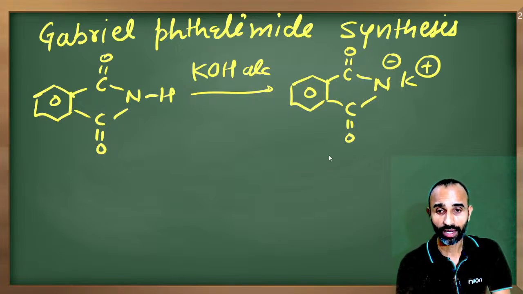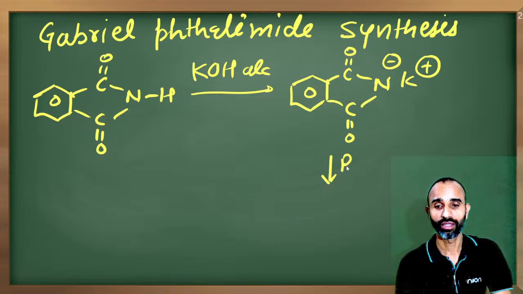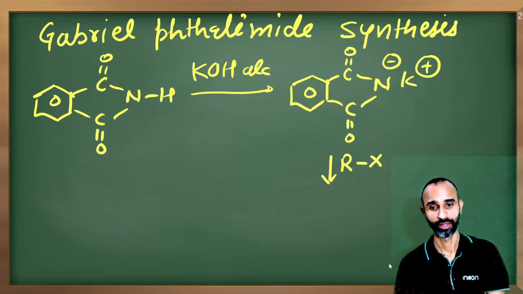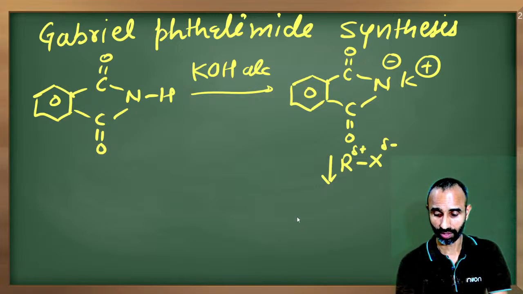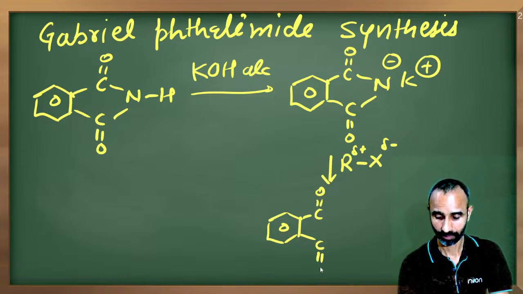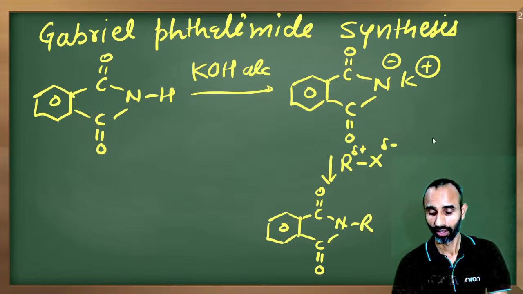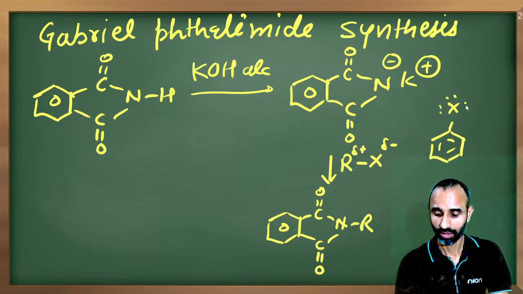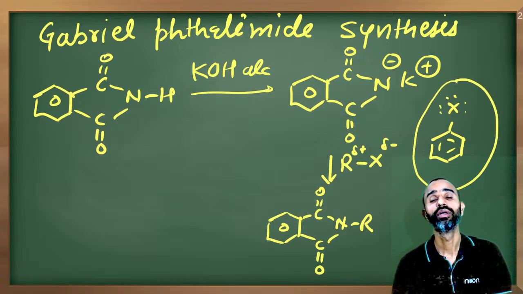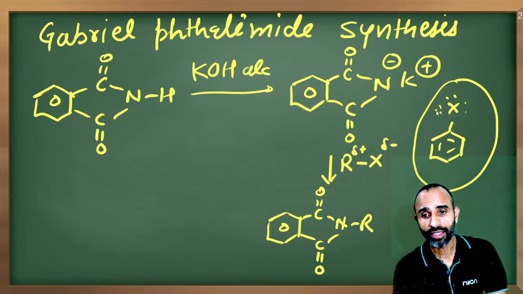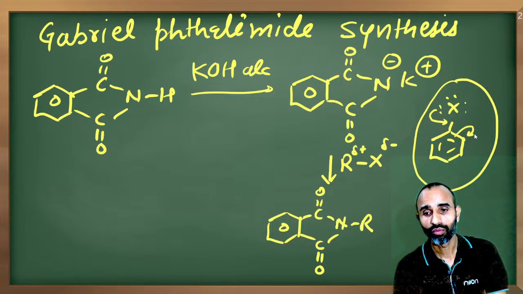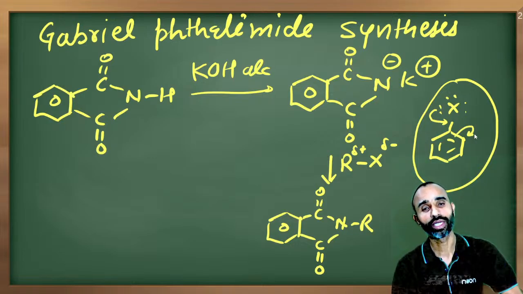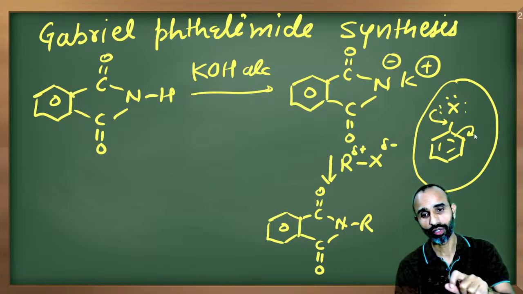Now this potassium phthalimide reacts with alkyl halide. It is partial positive, it is partial negative. So we get an N-alkyl phthalimide. Here we cannot use aryl halide. So why we cannot use aryl halide? Because in aryl halide, the halogen will form double bond character due to resonance, and therefore it is difficult to break.